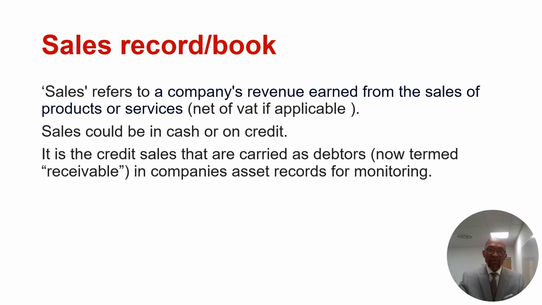We also have what we call the sales record or sales book. Sales record refers to the company's revenue from the sales of the product or services, net of VAT if applicable. Sales could be in cash or on credit. It is the credit sales that are carried as debtors, now termed receivables, in the company's assets record for monitoring.